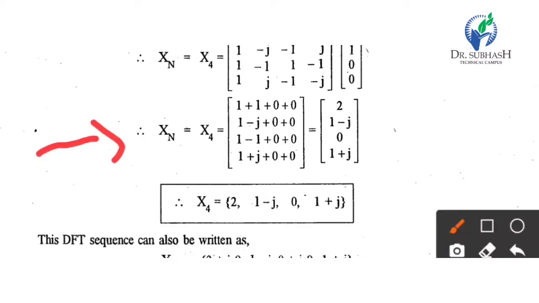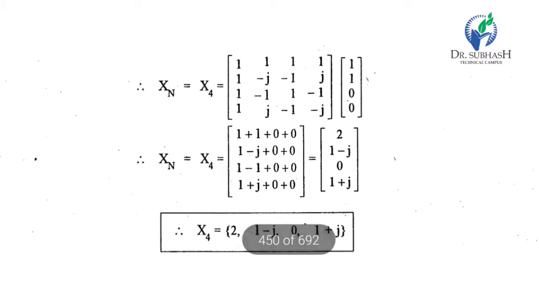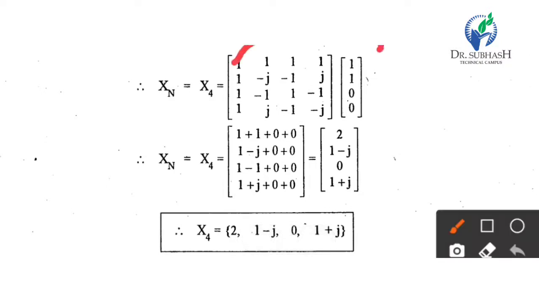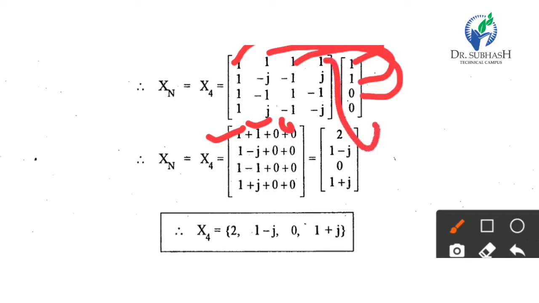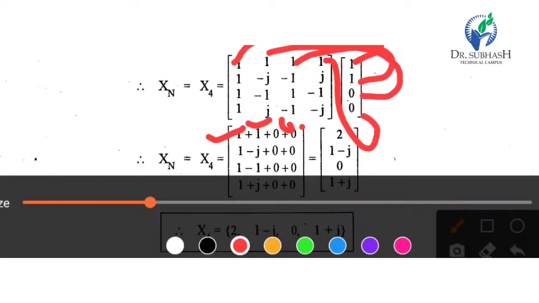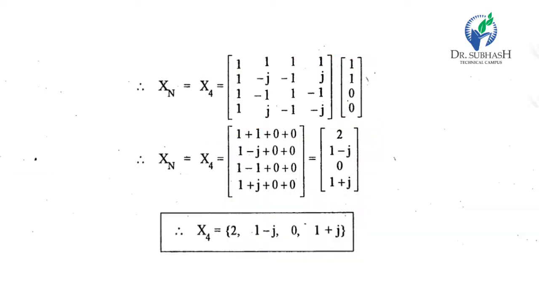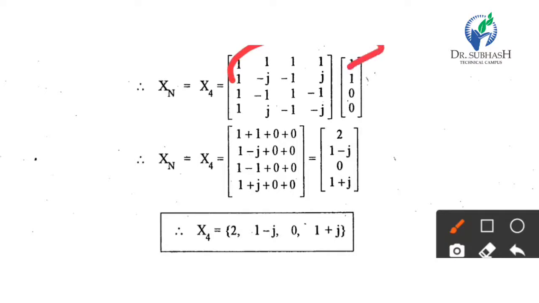So x of k equal to, first row, 1 multiplied with the 1, so it is 1. 1 multiplied with the 1, so again plus 1. 1 multiplied with the 0, so plus 0. The last 1 multiplied with the 0, so it is 0. Likewise, second row: 1 multiplied with the 1, plus minus j multiplied with the 1, then minus 1 multiplied with the 0, and j multiplied with the 0, and addition.